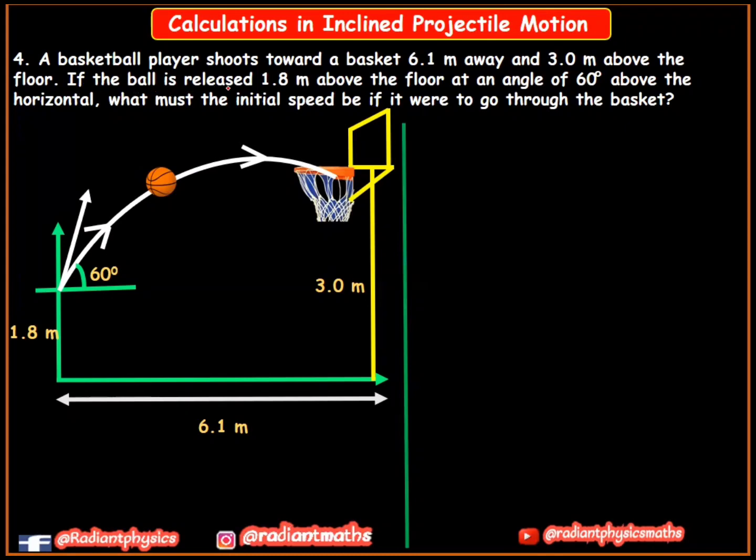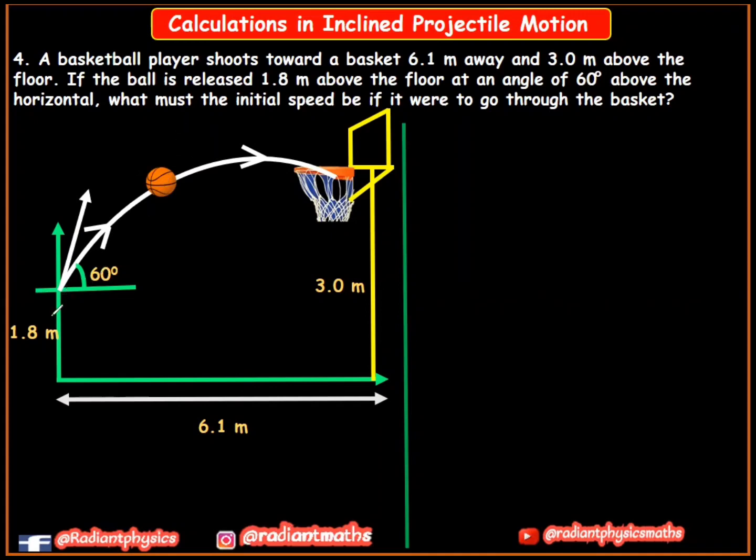If the ball is released 1.8 meters above the floor at an angle of 60 degrees above the horizontal, what must the initial speed be if it were to go through the basket? This is the diagram for the question.